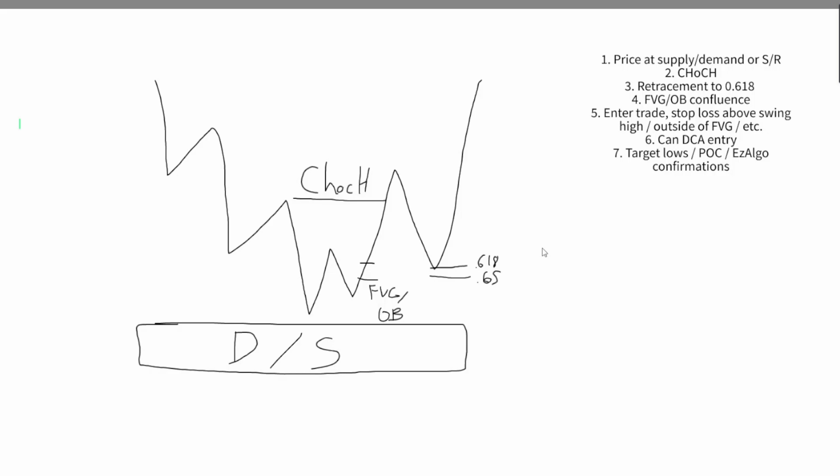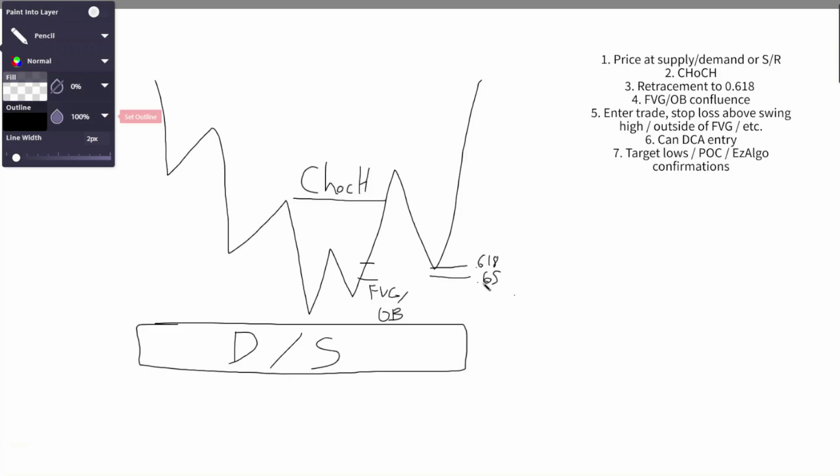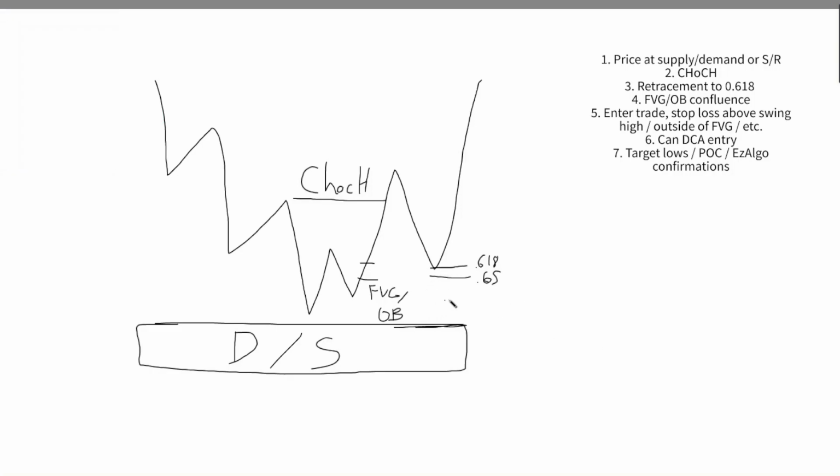Step number five is you're going to enter the trade with your stop loss above the swing high or below the swing low. There are exceptions to this, right? If you're in a lower time frame, if I'm entering right here, I'd probably put my stop loss below this swing low. And you can DCA 1 or 2 times down if you want as well, or you can have a single entry, put your stop loss below this swing low.